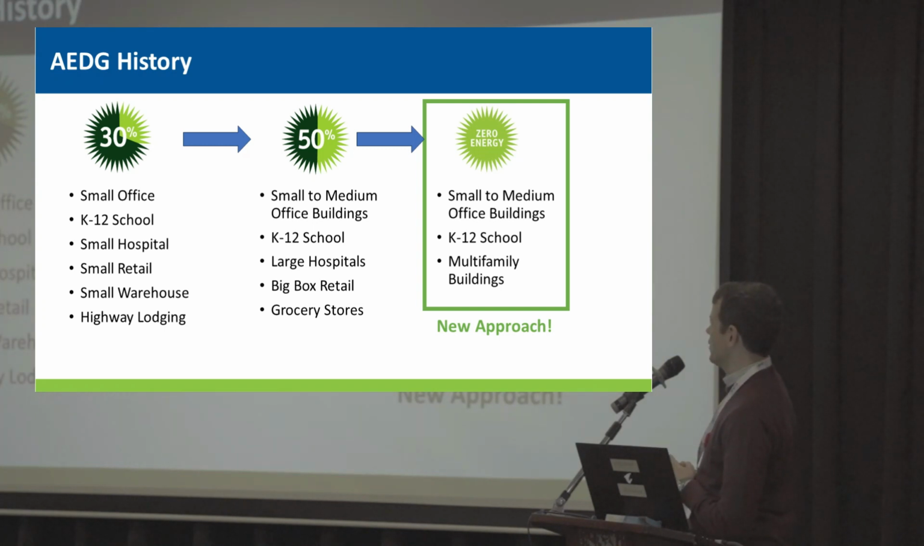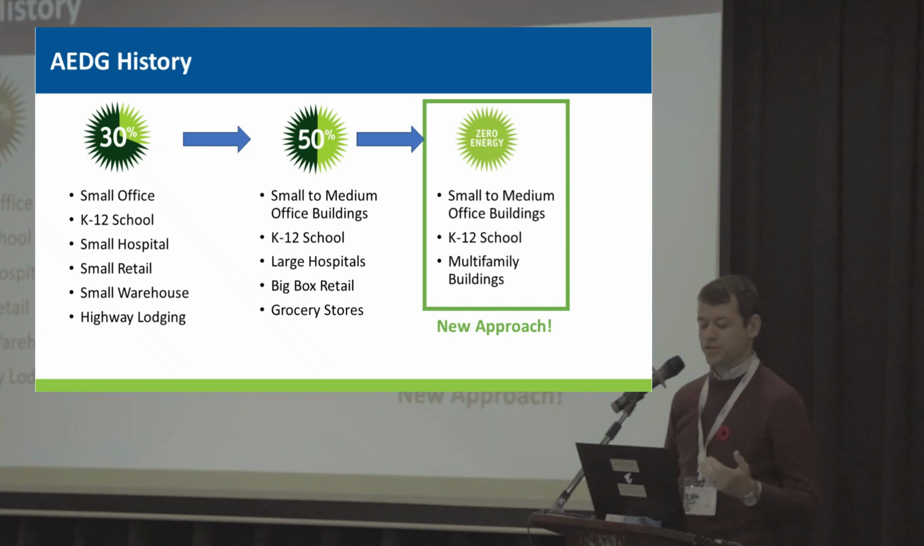Whenever they decided to do the next round in 50% savings, they looked at more medium, larger size buildings, hospitals, and big box retail. In the zero energy guides that have come out in the past 5 years now, they've looked at small office buildings and schools as well, but there'll be the multifamily buildings as well. Oh, that's actually, the multifamily buildings guide has come out as well.